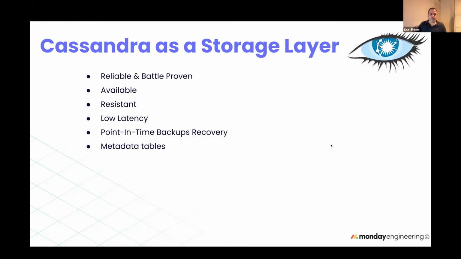And why did we use Cassandra as the storage layer to begin with? Because of all the advantages: it's battle-proven, highly available, highly resilient. The latency is very, very low. And we have neat features like point-in-time backup recovery, which we already used once in the past. And also it's a storage we already use, so we can take advantage of Cassandra for other metadata tables and things required for the operation.